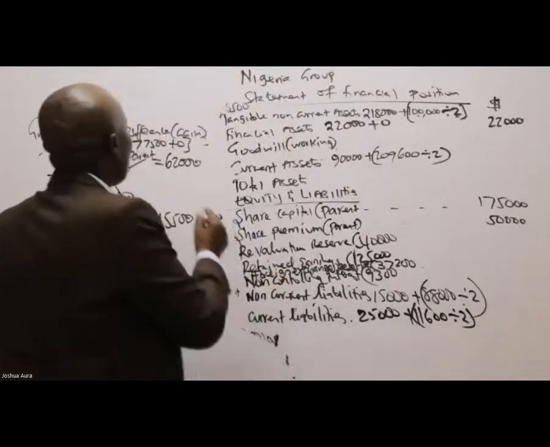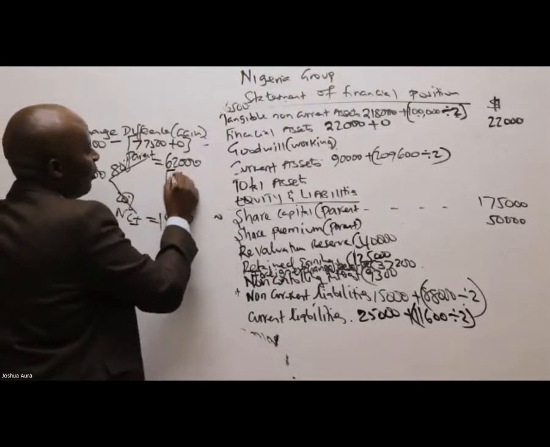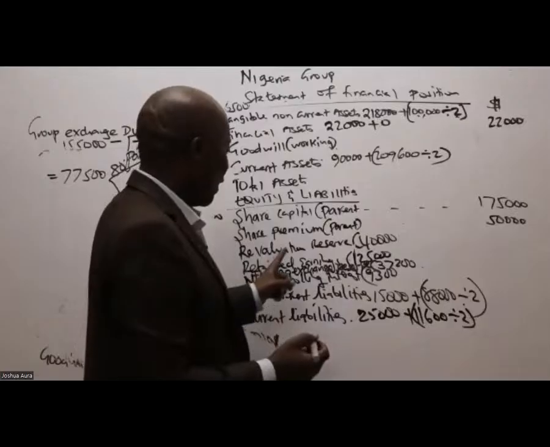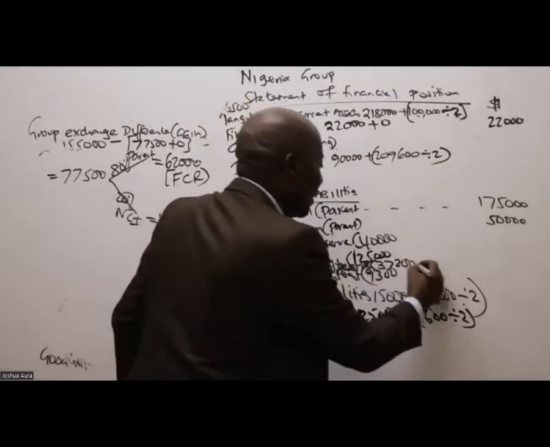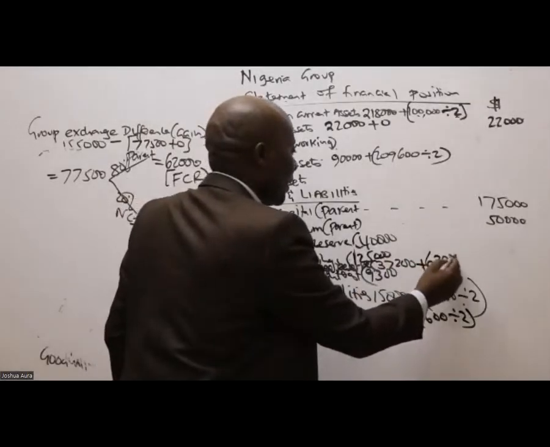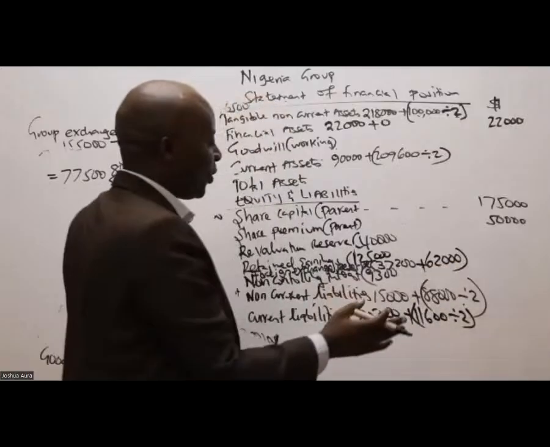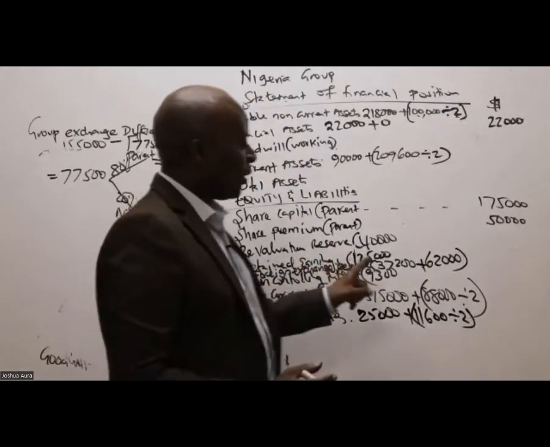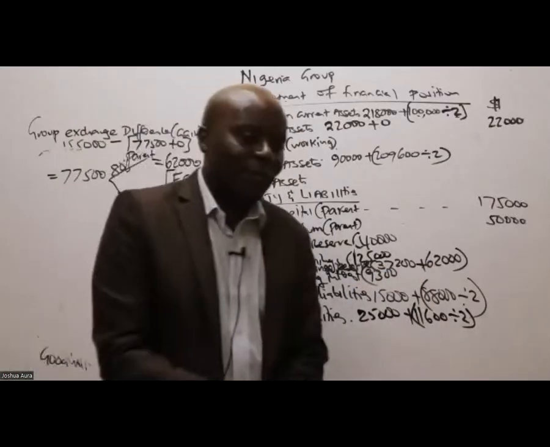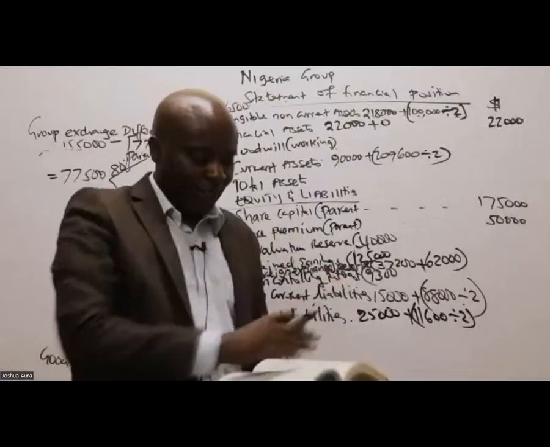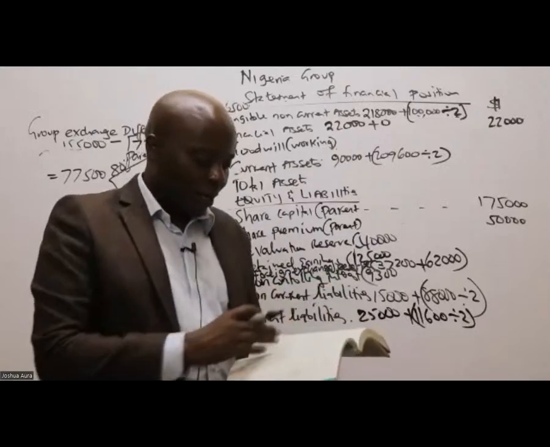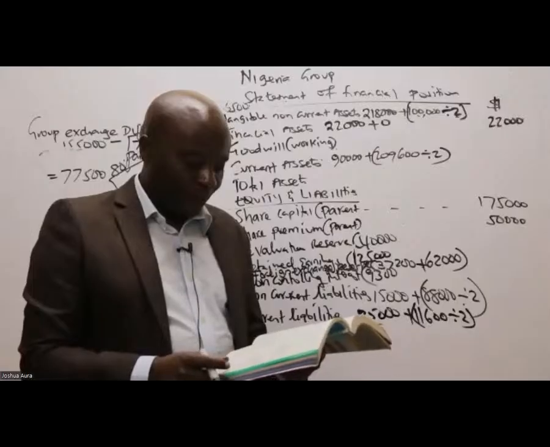I hope you've been able to write it. It's normally called FCR, foreign currency reserve. So in your foreign currency reserve, add plus 62,000. And this is all for the foreign exchange reserve. What is 37,200 plus 62,000? Please give me that figure. Under the foreign currency reserve, how much do we have there?